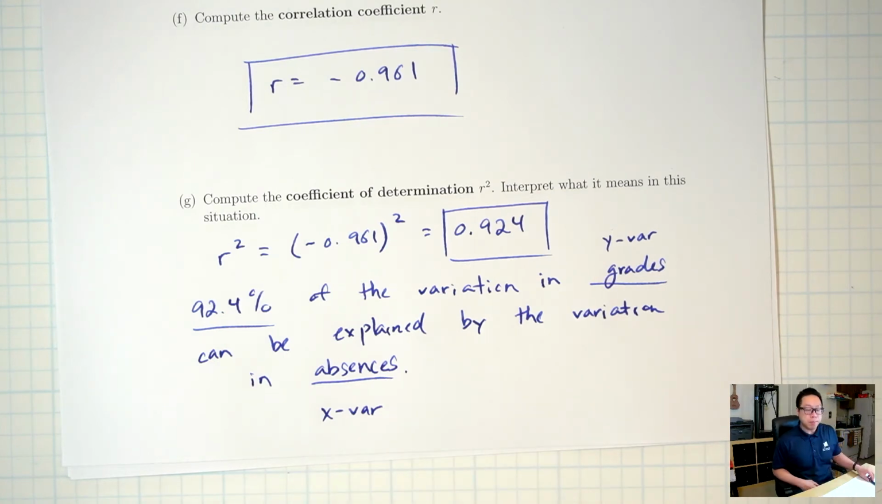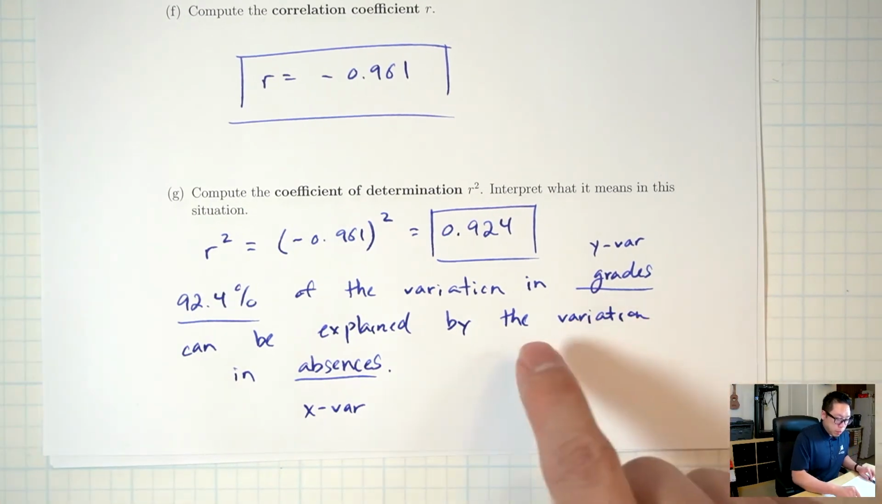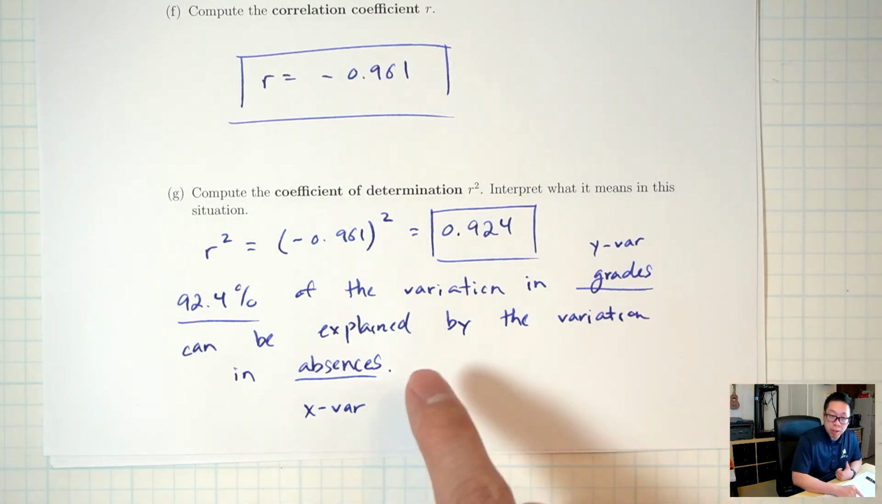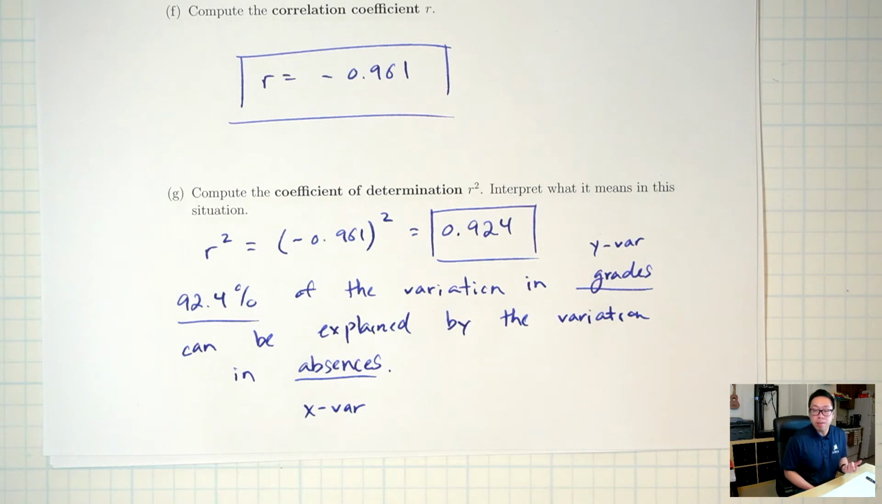Now, what does this mean? There are many things that can affect a student's grades other than absences, right? Absences is only one thing. Other things could be how much the student works during the week, because that would affect how much time they can spend studying, which would affect their grade. Quality of instructor could also affect the student's grades. So of all those things that could affect the student's grades, we're saying here that absences account for 92.4% of the effect.